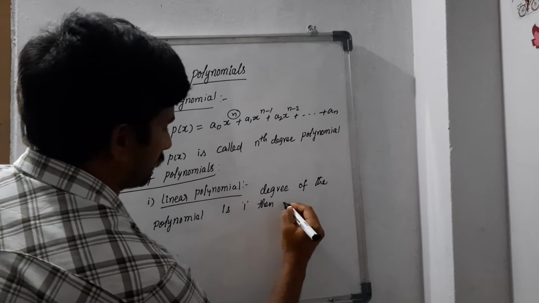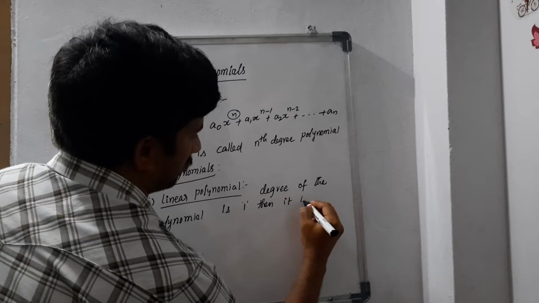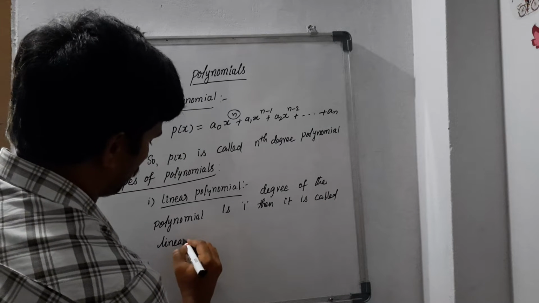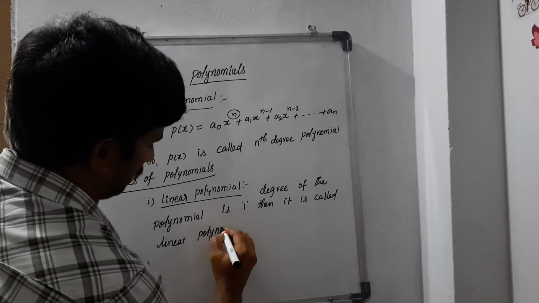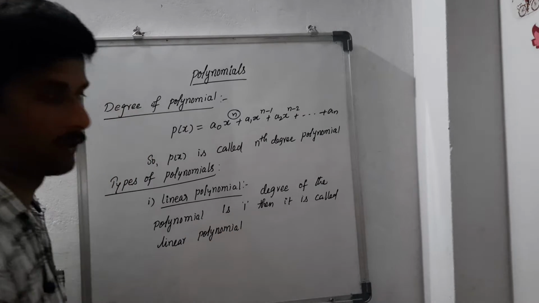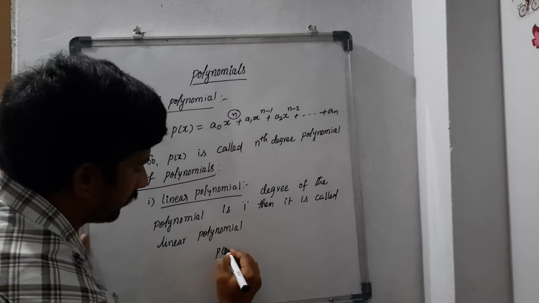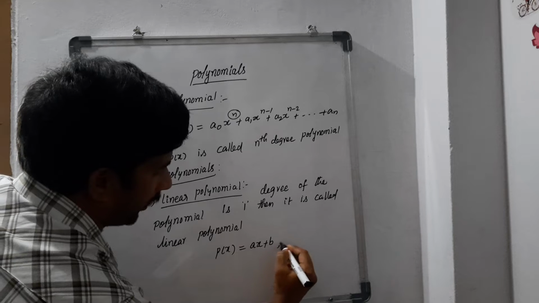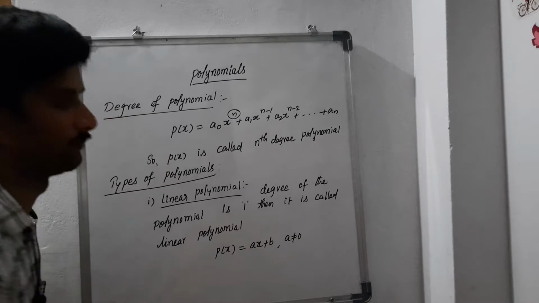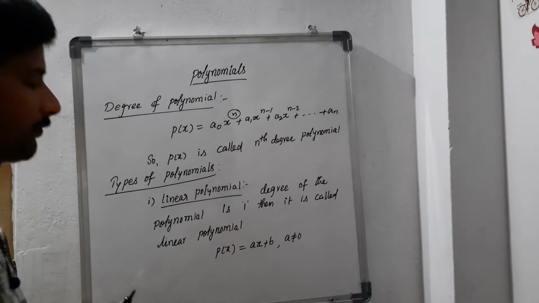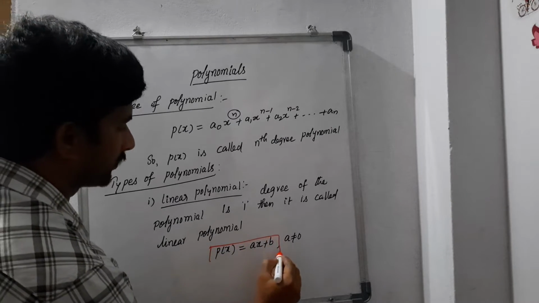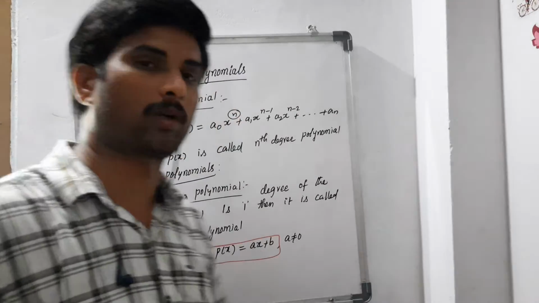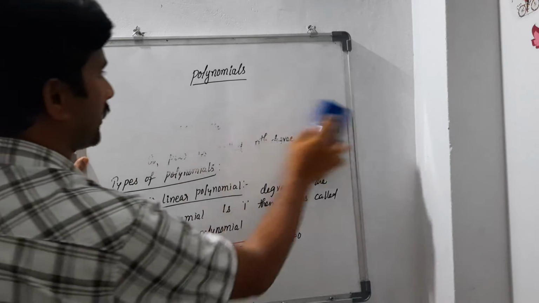Then it is called a linear polynomial. The general form of a linear polynomial is p of x is equal to ax plus b, where a is not equal to 0. So this is the general form of a linear polynomial. P of x is equal to ax plus b. The next one, quadratic polynomial.